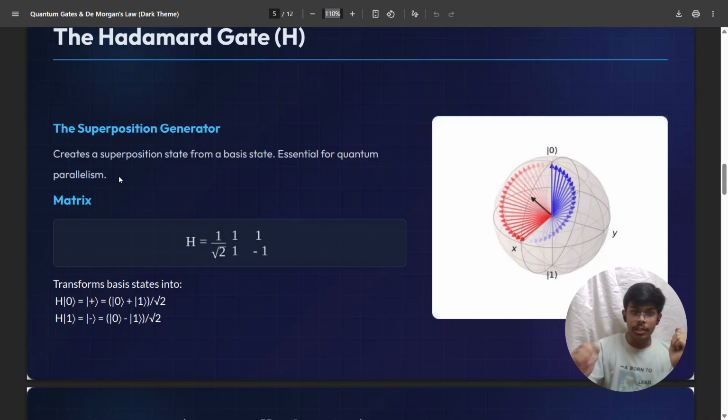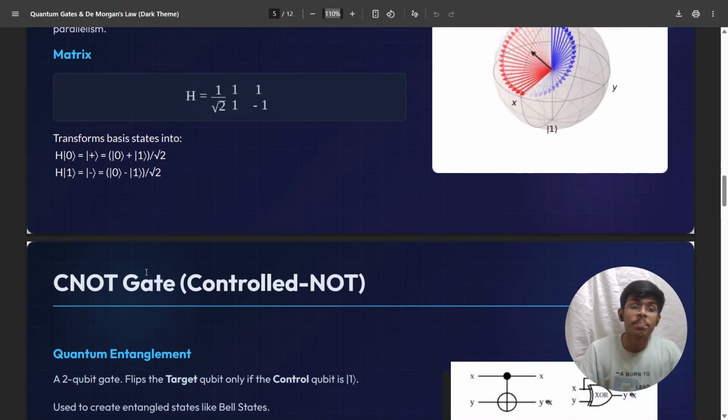We call it a plus state. As you can see, it is denoted here. Look at the matrix. It has ones everywhere except the bottom right corner. This gate is used at the start of almost every quantum algorithm because it allows the computer to process all the possible inputs at the same time. It opens the door to quantum parallelism.